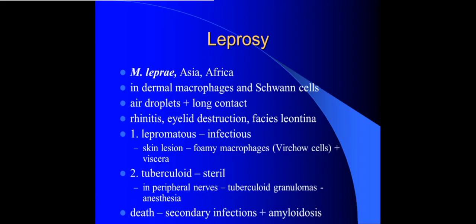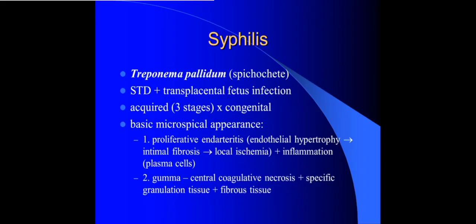In peripheral nerves, tuberculoid granuloma and anesthesia will be provided, right? Death, secondary infection plus amyloidosis. In this leprosy, there is no cure of the leprosy. It is a very harmful disease.